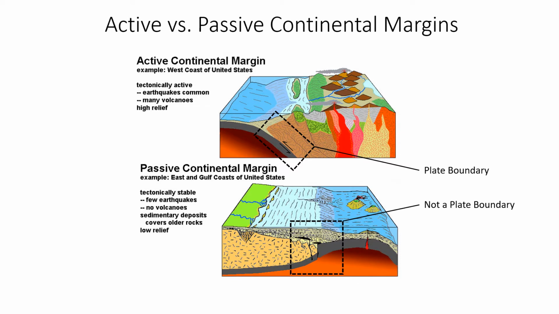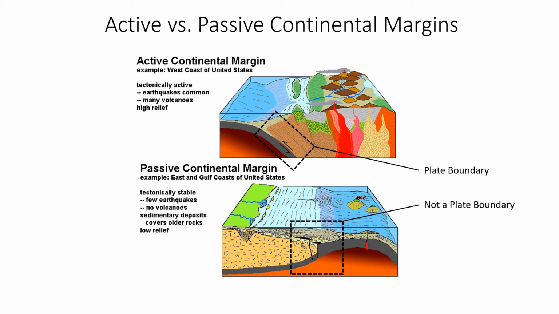On to continental margins. As I mentioned before, we can think of continental margins as the submerged edges of the continents. These are just the parts of the continents that are submerged beneath seawater. And continental margins come in two basic styles, active and passive.